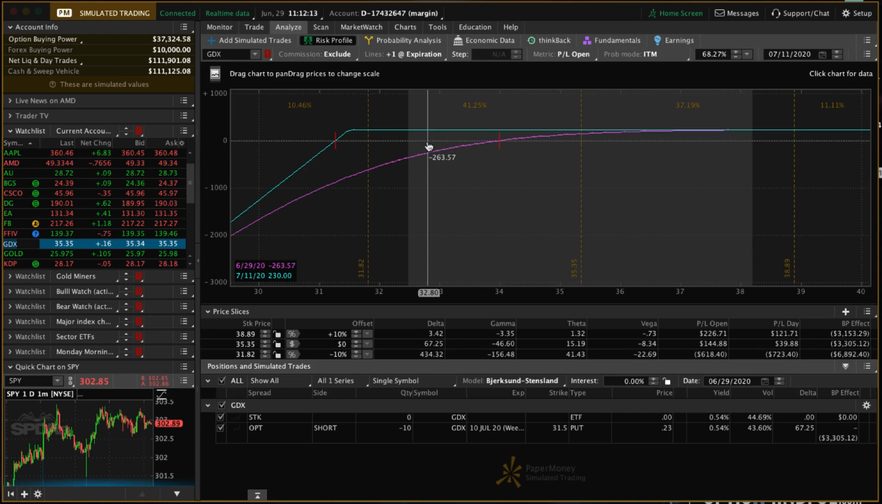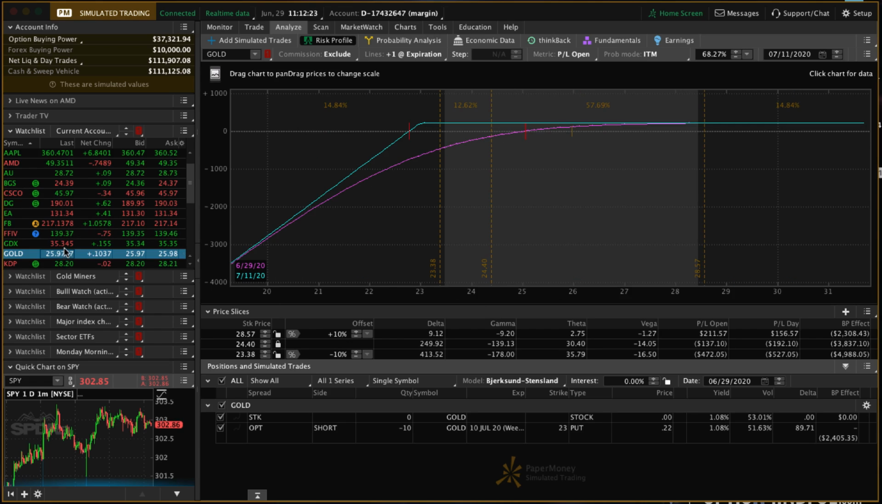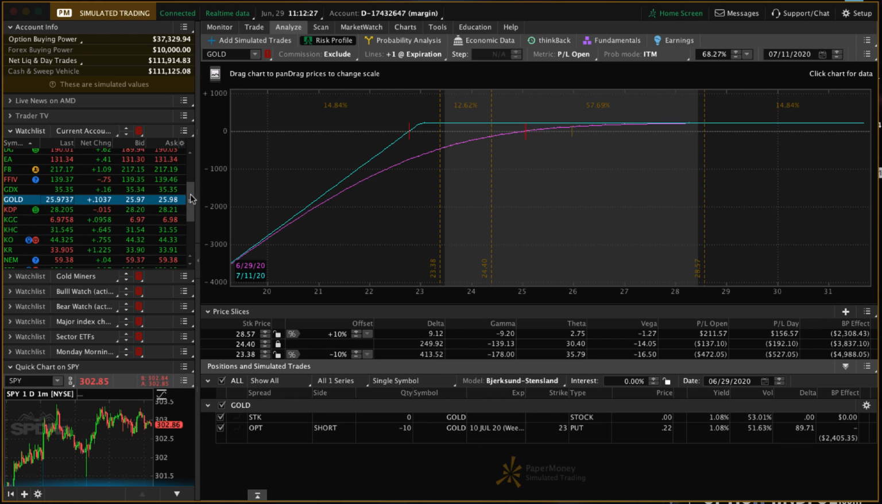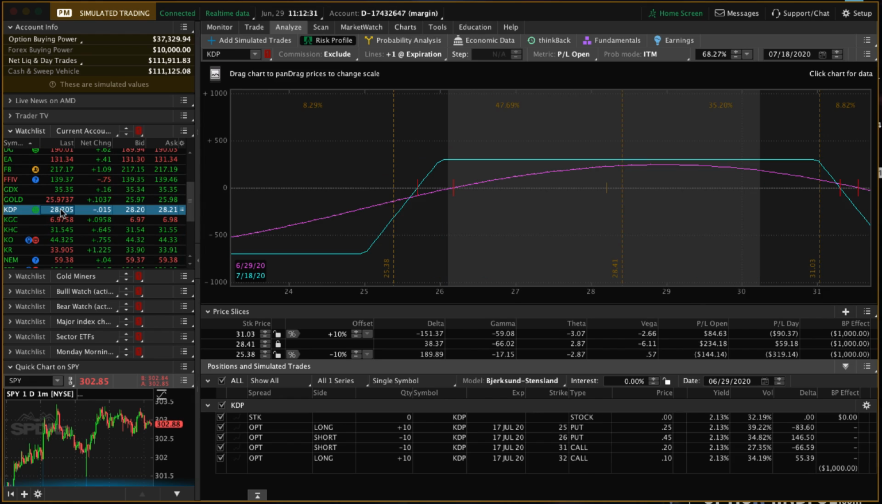GDX, there we go, same. Gold index, gold performing good. I'm winning on this. I'm just going to keep it. Short put. Gold, that's a mining company, also looks very good to me. I'm going to keep it, and it's another short put.